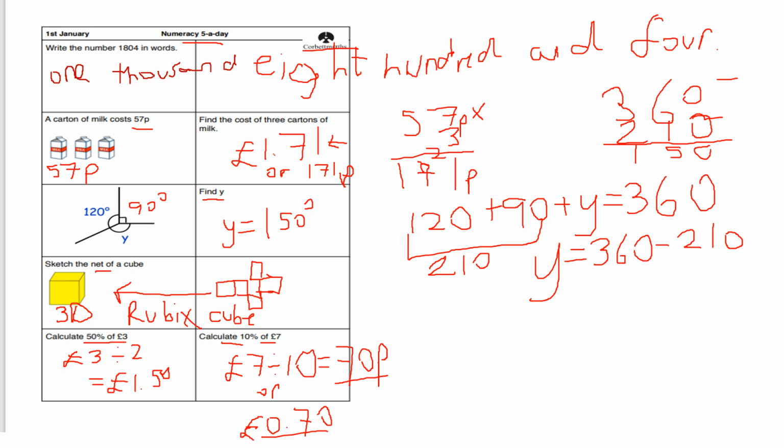Right guys, that's the end of today's short, sharp video looking at typical numeracy 5-a-day maths. This is aimed at around Key Stage 2 level, but it's also appropriate for Key Stage 3 and even GCSE Foundation tier maths. So that's the end of the video, guys.